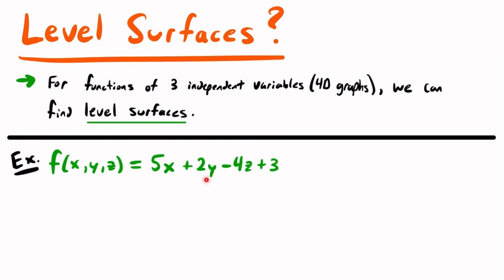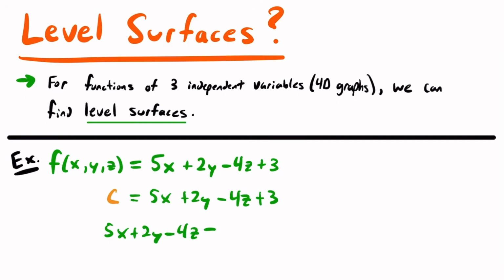We're just going to set our function equal to a constant value c, and then try to get the equation in a form that we recognize how to graph in 3 dimensions. So in this case, we would have c is equal to 5x plus 2y minus 4z plus 3, right? Our function is a function of 3 independent variables, f of x, y, z, so it is in terms of x, y, and z. But now, if we change one thing about this equation by subtracting 3 from both sides of the equation, you get an equation like this. 5x plus 2y minus 4z equals that constant value of c minus 3.